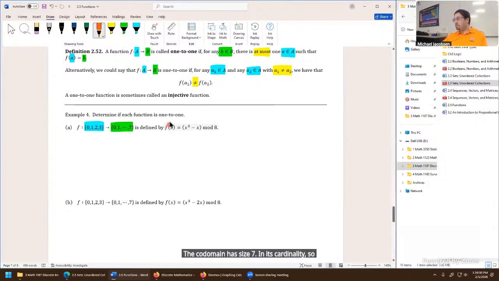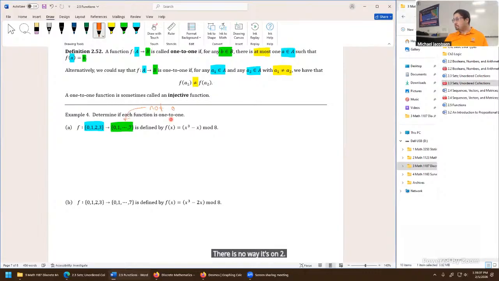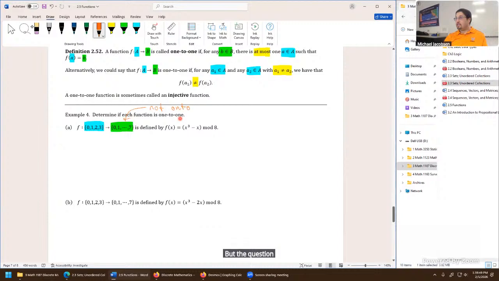So even though the question is about one-to-one, here's an important thought. There is no way it's onto, because my range is only going to have 4 elements, and that's size 8 altogether, miscounted. But the question is about one-to-one.